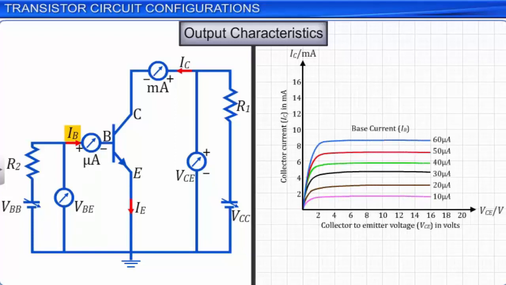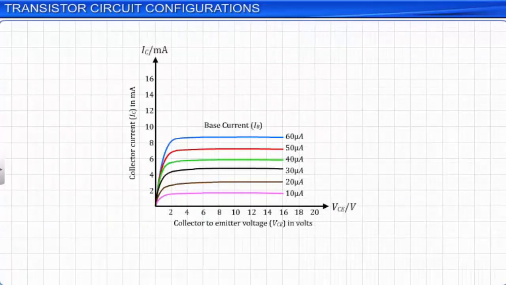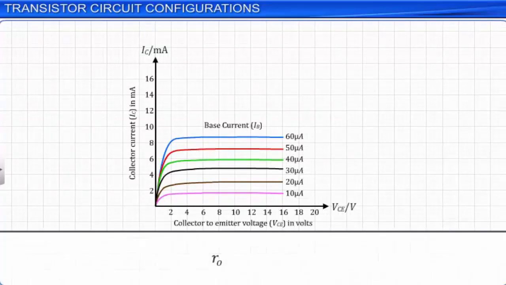The output characteristics can be used to calculate the output resistance. The output resistance, RO, is defined as the ratio of the change in the collector-emitter voltage, delta VCE, to the change in the collector current, delta IC, at a constant base current IB. Since the base-collector junction is reverse biased, the output resistance is very high, of the order of a few hundred kilo ohms.